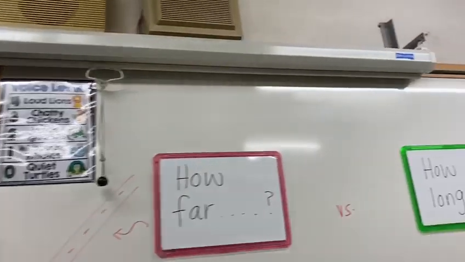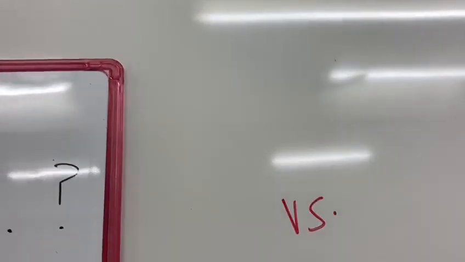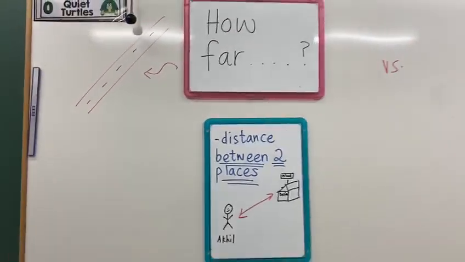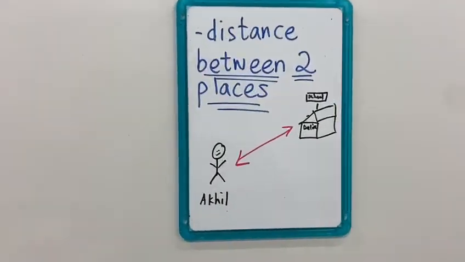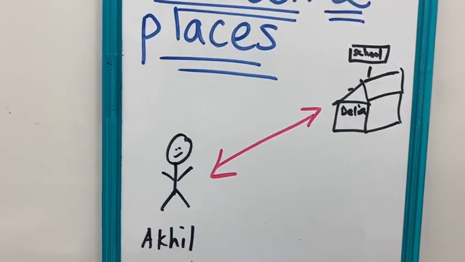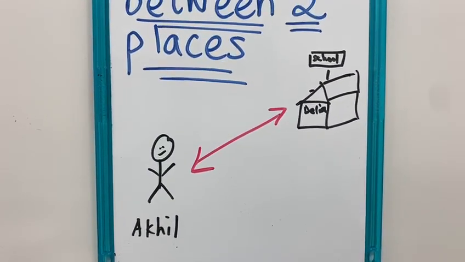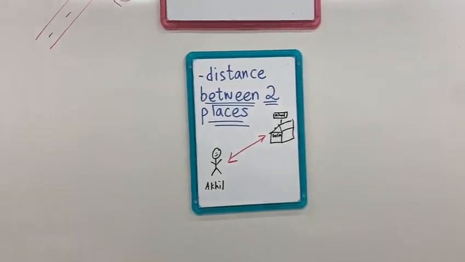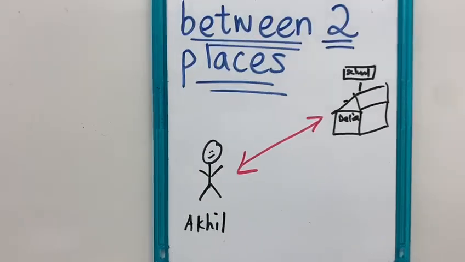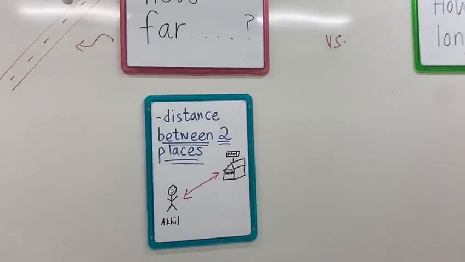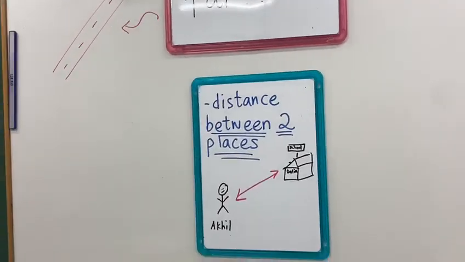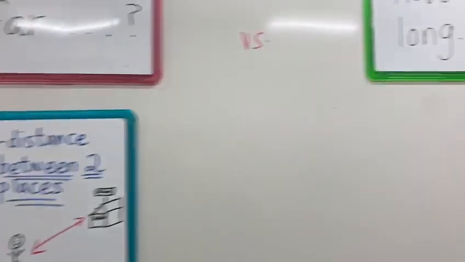Okay, so to give you a better illustration of what's going on, how far is the distance between two places? For example, Akil in here wants to go to school, so he's asking his mom, how far is my school from here? Okay. So we'll go back to the answers later on, but let's just learn how to form the question first. But before we form the question, we need to understand what's going on.